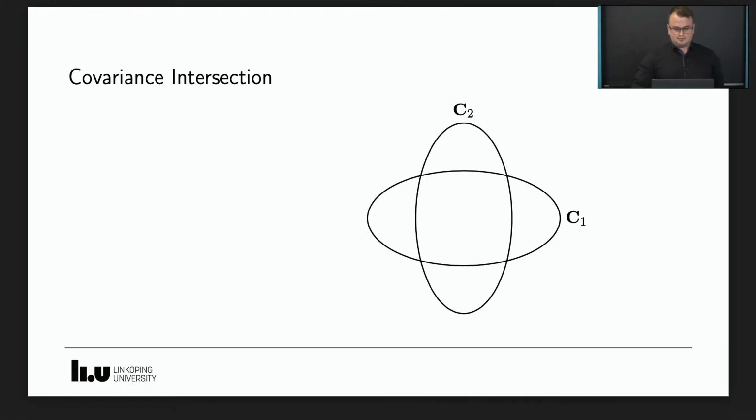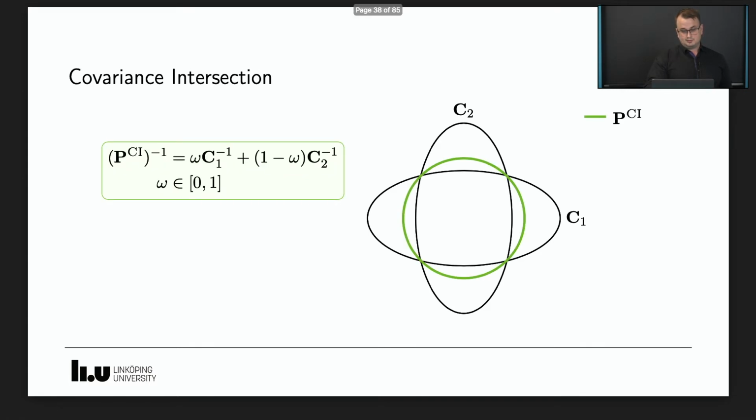So say that we want to fuse z hat 1 and z hat 2, where the corresponding covariance matrices are given by C1 and C2. Then we know that despite what the actual cross correlations are, the covariance of the BLUE estimator will have an ellipse that lies in the intersection of C1 and C2. So if we can find a covariance that encloses this intersection, then we have found a conservative estimator.